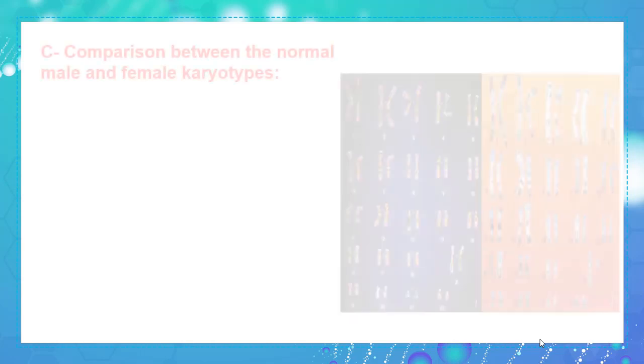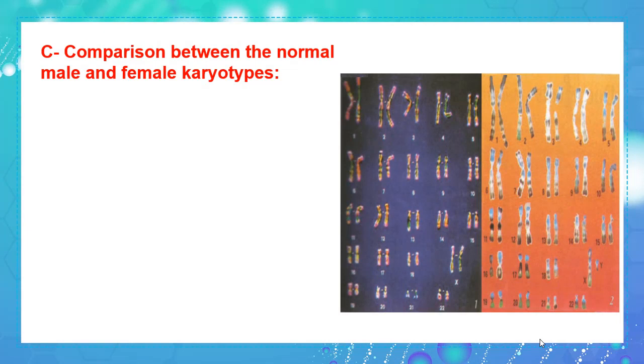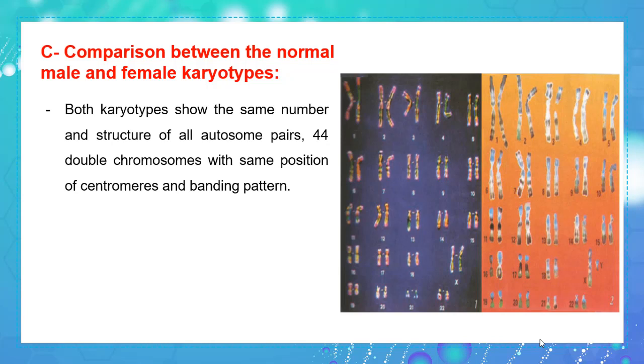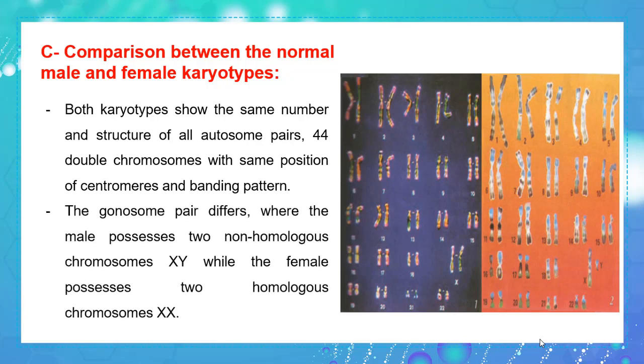So if you are asked to compare these two karyotypes, remember to mention both similarities and differences. Both karyotypes of normal male and female have the same number and structure of all autosome pairs, 44 double chromosomes with the same position of centromeres and banding pattern. The gonosome pair differs, where the male possesses two non-homologous chromosomes XY, while the female possesses two homologous chromosomes XX.